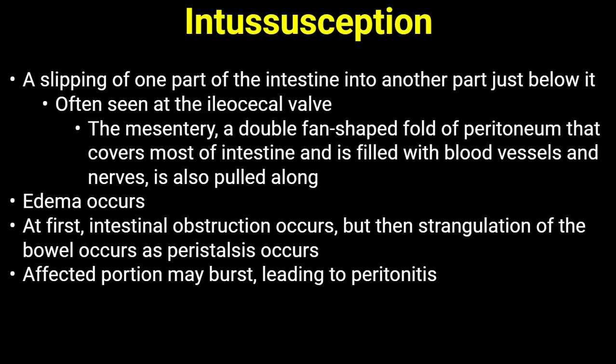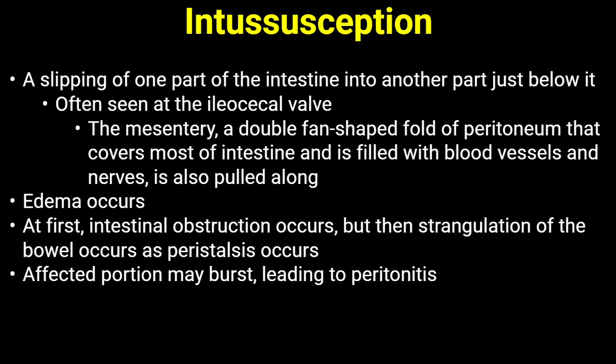Intussusception occurs when one segment of the intestine telescopes into the section just beyond it, most commonly at the ileocecal valve. As the bowel folds into itself, it pulls the mesentery along with it, compressing the blood vessels that supply the intestine. Initially, this causes a bowel obstruction, but if left untreated, swelling increases, blood flow is reduced, and the affected bowel can become strangulated. Without prompt treatment, the bowel may become ischemic, perforate, and lead to peritonitis, making this a medical emergency.